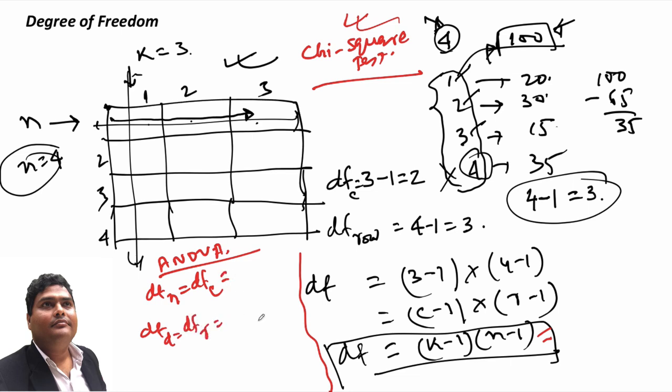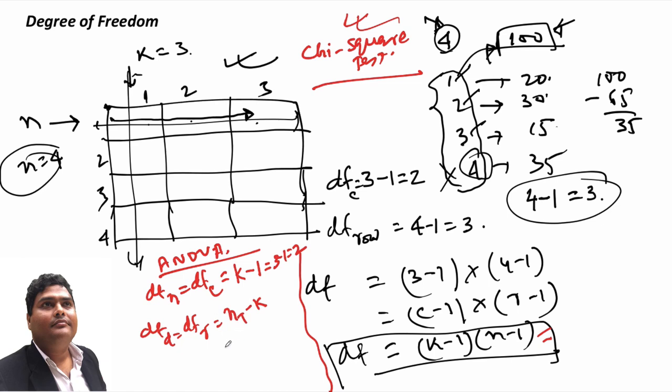So this is a slightly different formula from the chi-square test. For ANOVA, the degree of freedom of the numerator, which is the degree of freedom of the column, is denoted by k minus 1. Yes, that is the same, there is no doubt on that. In this case there are 3 columns, 1, 2, 3. So the degree of freedom dfn of the numerator is 3 minus 1 equals 2 in the case of ANOVA. And the degree of freedom of the denominator, which is DFR, is denoted by NT minus k.